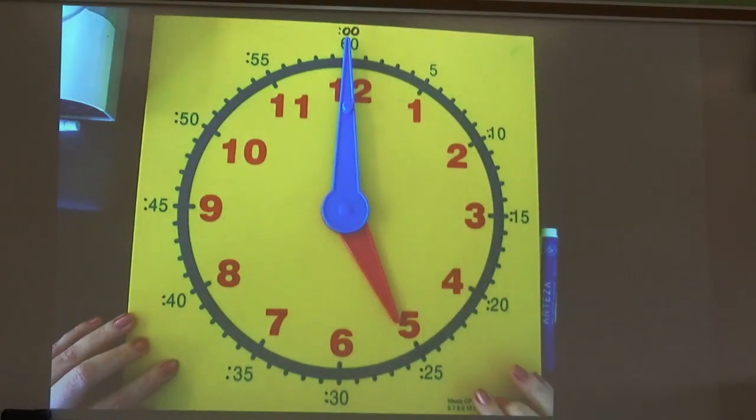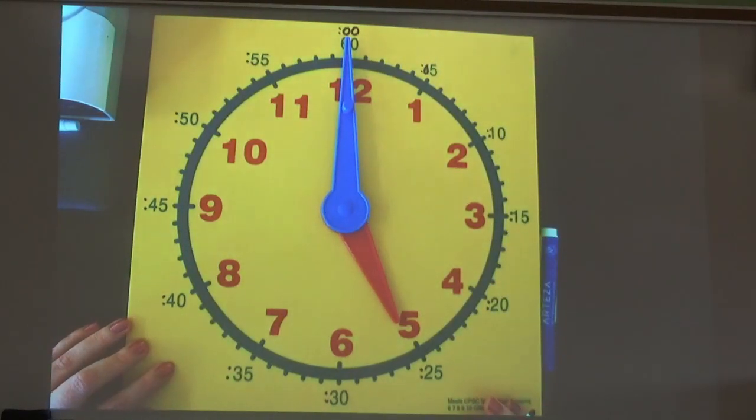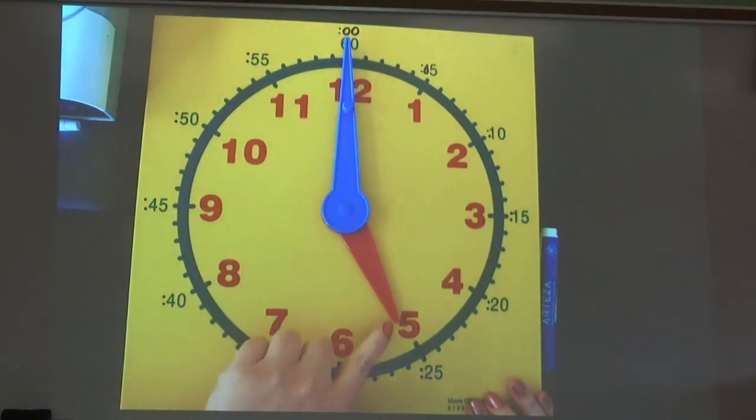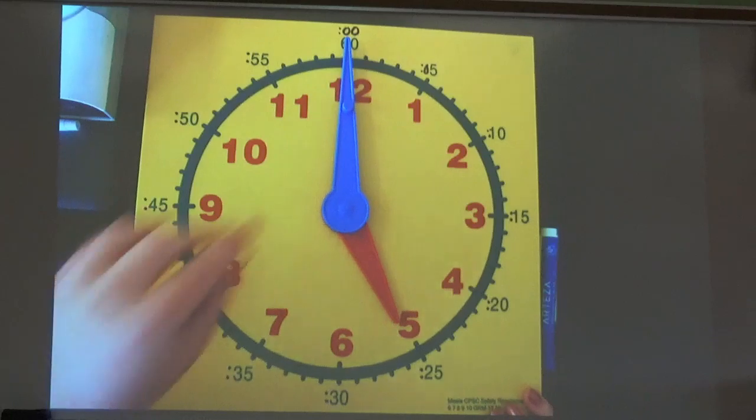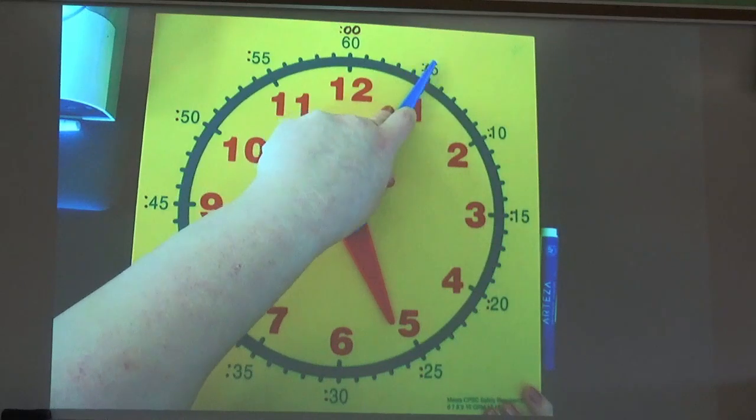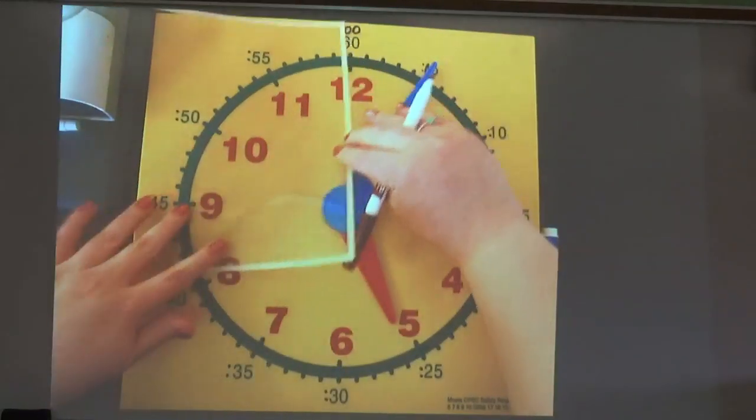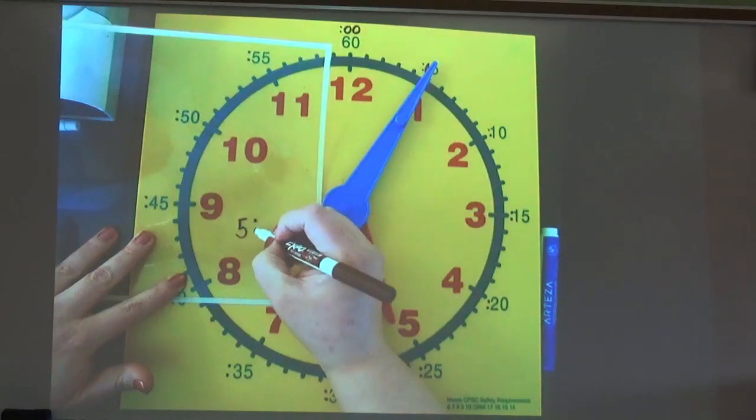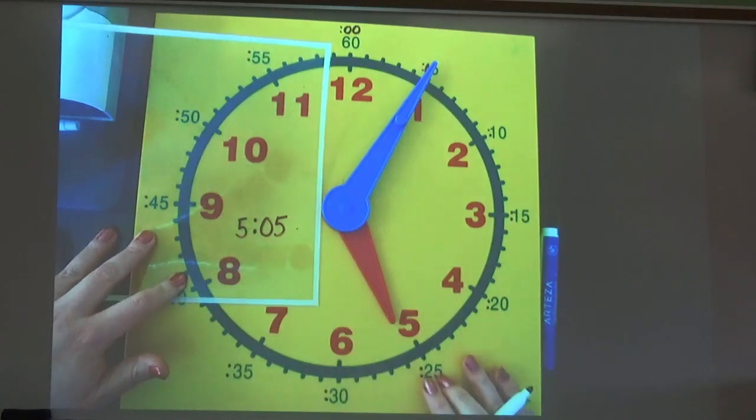Now we put the little dots because that way when we write our hour in front of it, we know that those are the minutes. So let's try one. Right now my clock is showing what time? 5 o'clock. Very good. So when my minute hand moves to the 1, that means it has moved 5 minutes. And this clock now reads 5:05. That means it is 5 minutes past 5 o'clock.